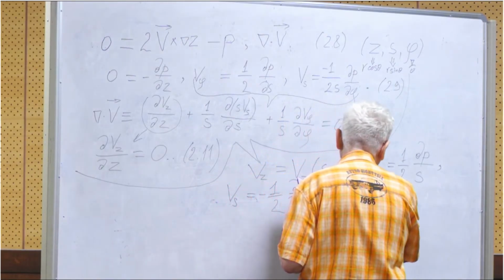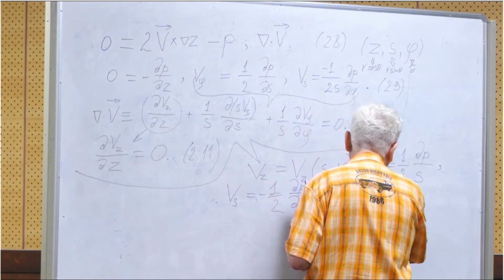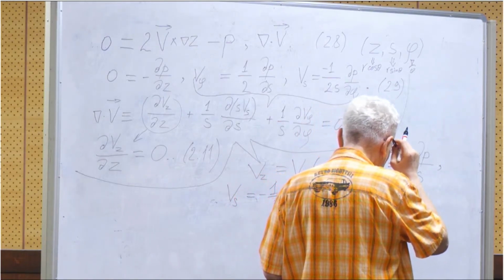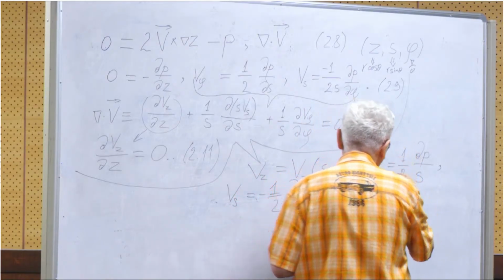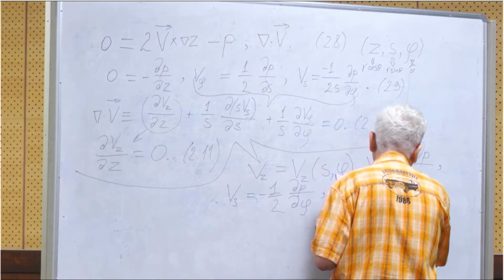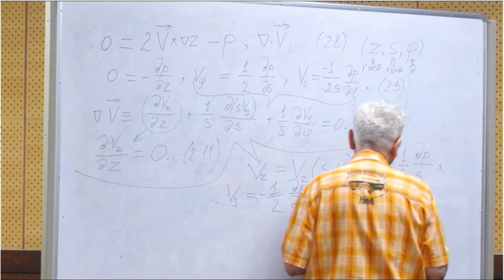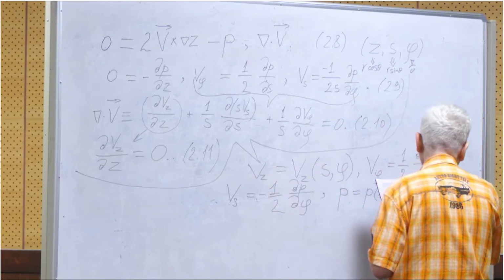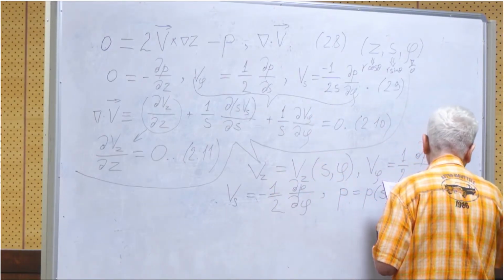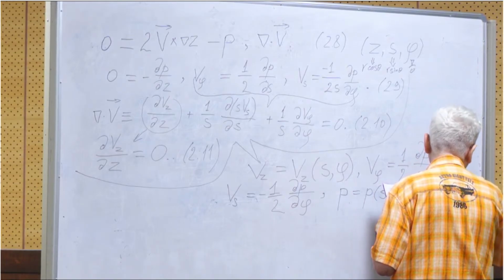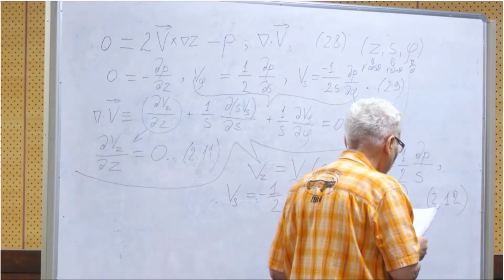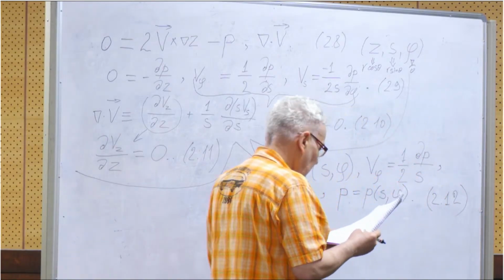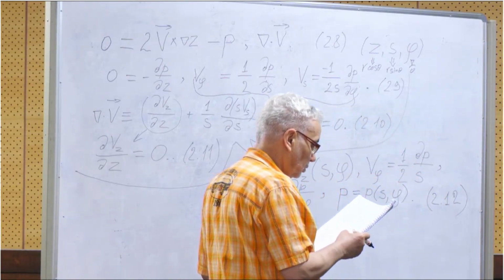And the result is that P is dependent only on the cylindrical radius and phi. So this is, of course, also a rather important formulation, which gives the general solution, and we number it 12. This solution.